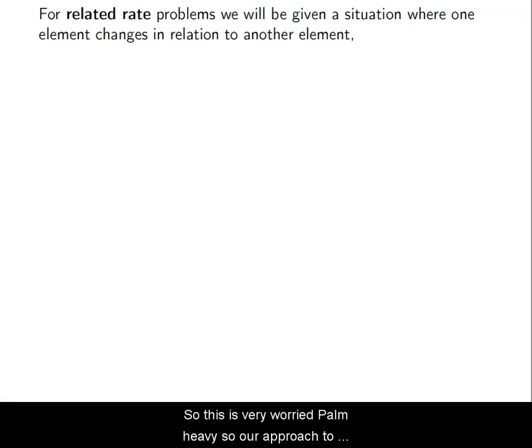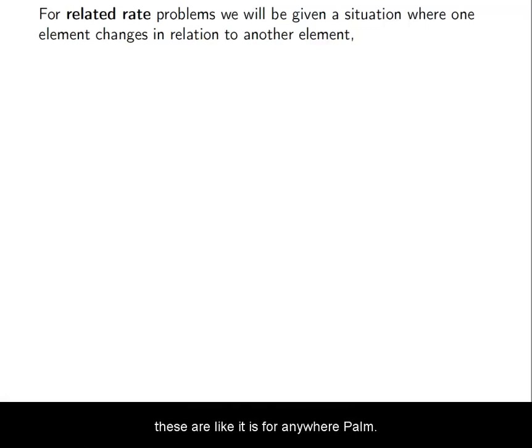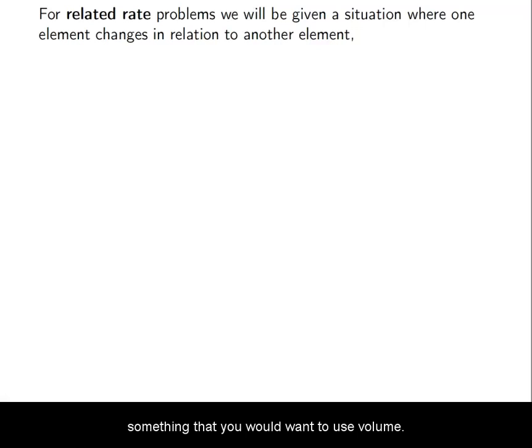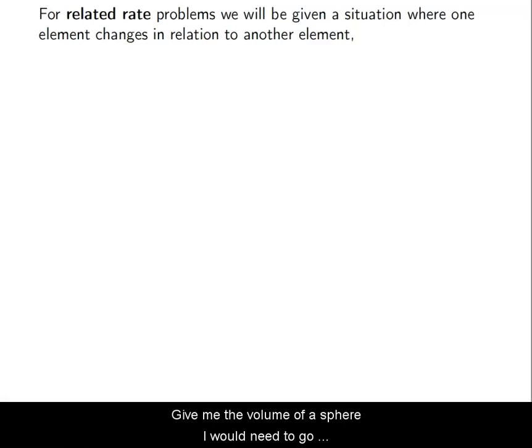This is very word problem heavy, so our approach is like it is for any word problem. Read the question several times, draw a picture, try to write some relationships. Generally you'll be given a function. If not, you should know what the function is or how to find the function that you would want to use. Like for instance, if I'm talking about the volume of a sphere, if I'm blowing up a balloon, that's pretty much a sphere. So if they don't give me the volume of a sphere, I would need to go and find the equation for the volume of the sphere and use that.